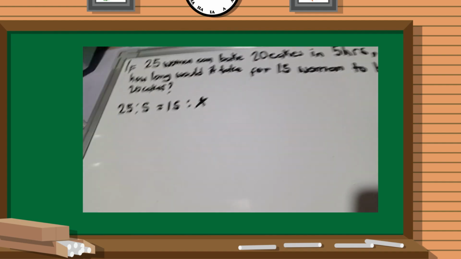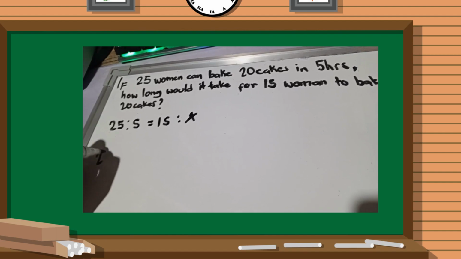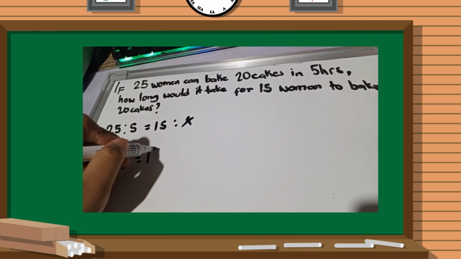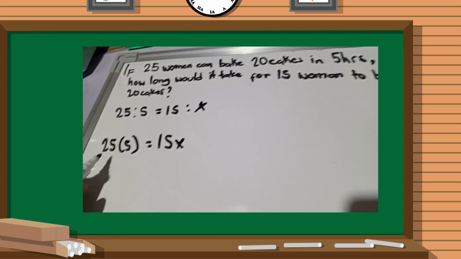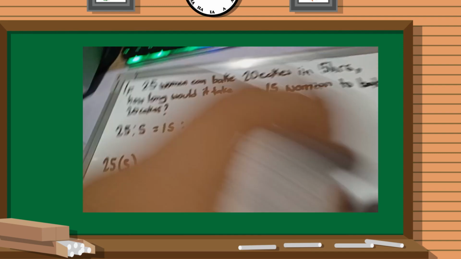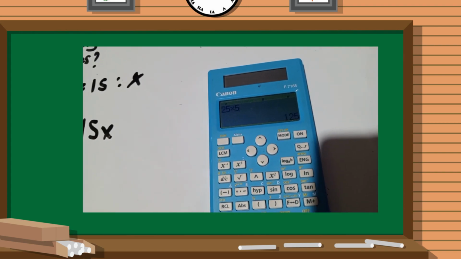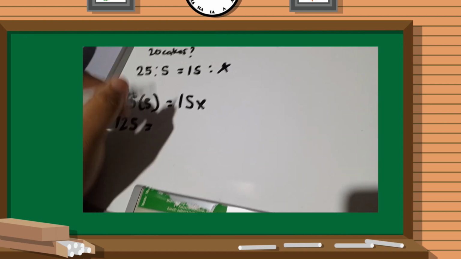So, the second step is multiply natin is yung 25 sa 5, bali magiging 25, 5 is equals to 15x. Mangyayari is 25 times 5 is equals to 125. Okay, let's check muna natin. 25 times 5 is equals to 125. Is equals to 15x.